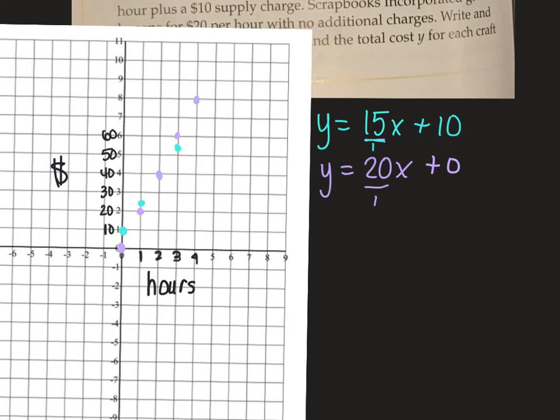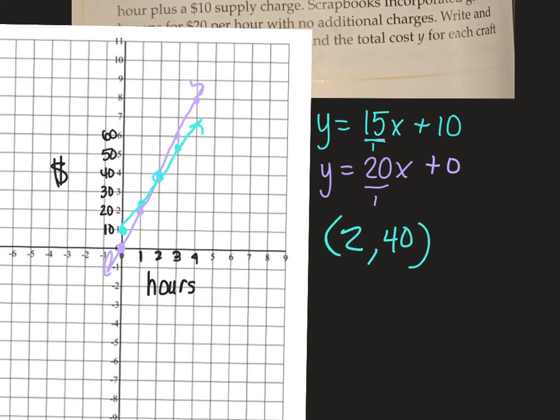Okay, I've got to try to make some nice pretty lines here. I'm going to go choo, choo, choo, choo, choo. And I've got to get my blue line. Choo, choo, choo, choo. And here's where they crisscrossed. So they wanted us to find the solution. The solution is (2, 40).